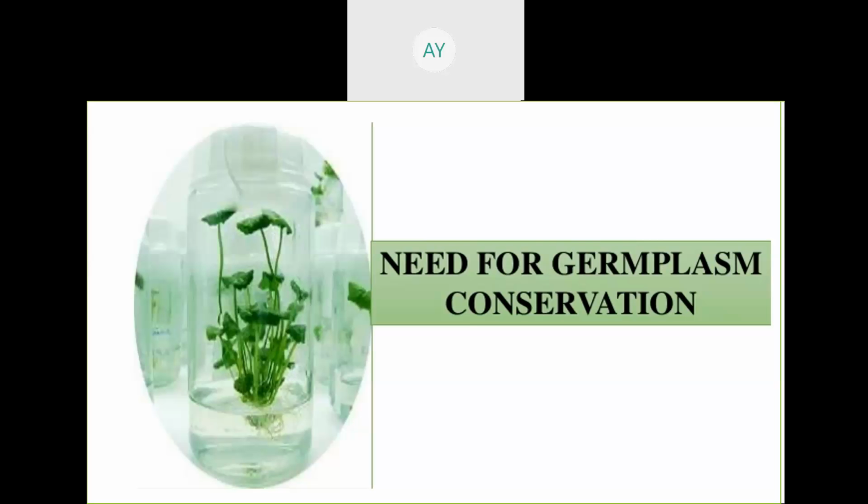The National Germplasm Conservation Center is in Delhi, India: the National Bureau of Plant Genetic Resources. What is the National Bureau of Plant Genetic Resources? It is present in the IARI campus, Indian Agricultural Research Institute, New Delhi. And every state has a State Bureau of Genetic Resources. Every state has such facilities, which maintain the germplasm of that state.